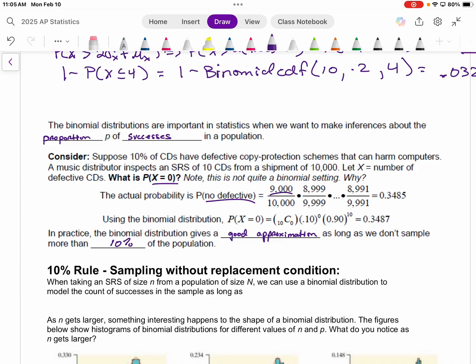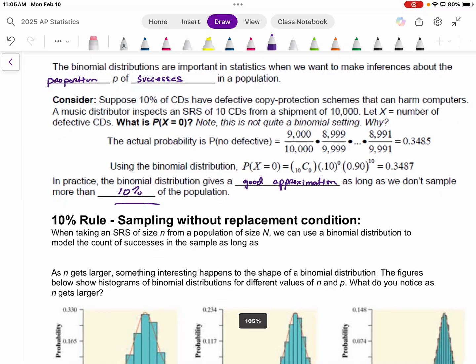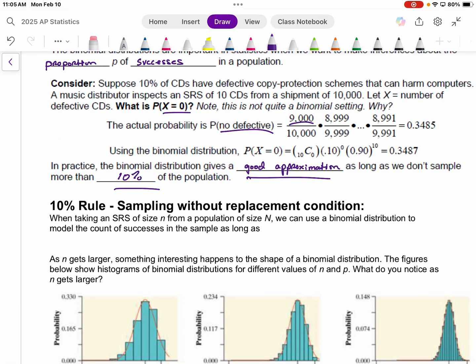So what we have here is the binomial distribution gives us a good approximation as long as we don't take a sample of more than 10% of the population. If we don't know that they're doing replacement, we can use this 10% rule. If they don't specify it, then we take a look at the size of our sample and compare it to the population size.